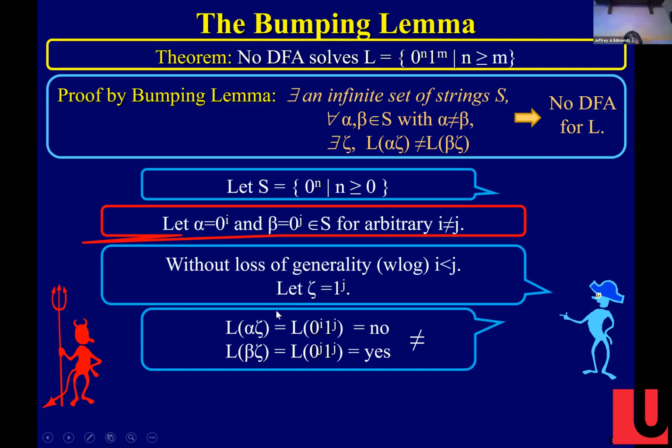And what about beta zeta? Beta zeta is 0 to the J, 1 to the J. Well, now they're equal, and if they're equal, it's a yes. Does that make sense? You might say, how did I know to do J here? I could have used I here, or I plus 1, or J minus 1. I don't know.